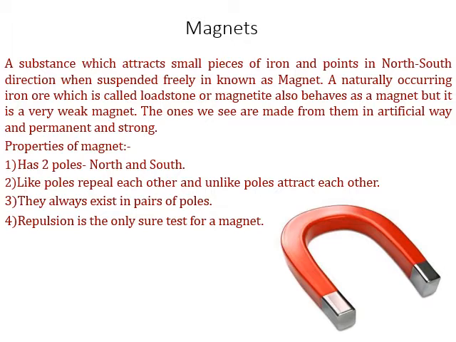Properties of magnet: we can see it has two poles, north and south. Like poles repel each other and unlike poles attract each other. They always exist in pairs of poles. Repulsion is the only sure test for a magnet.